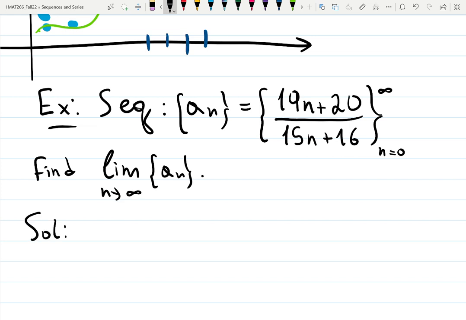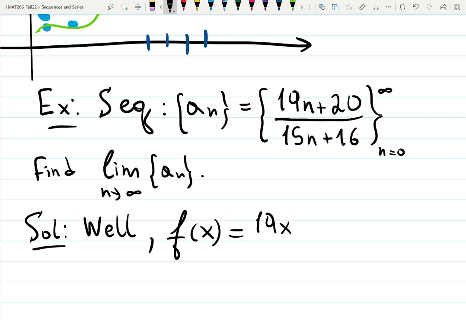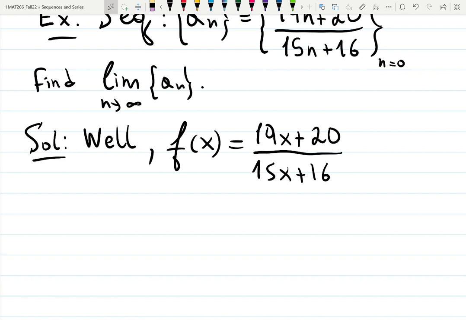Solution. This is what your homework is about. The first homework is very pleasant. It usually goes fast. Limits for sequences: we just learned sequences. We only know one tool for working with limits for sequences. You instead check the function. There's a function f of x that can be written as 19x plus 20 all over 15x plus 16. And I know how to find the limit for that.